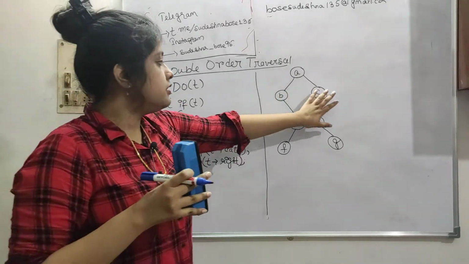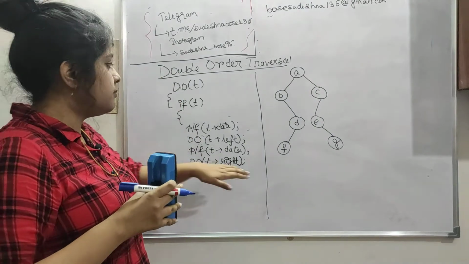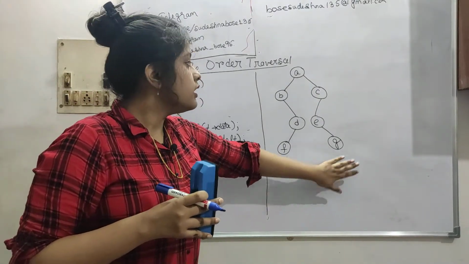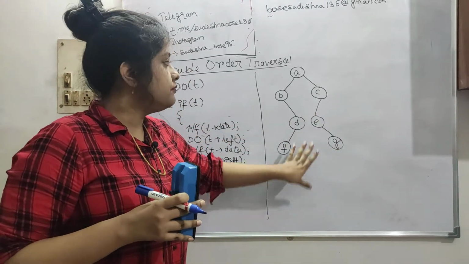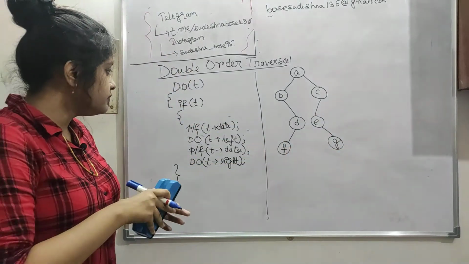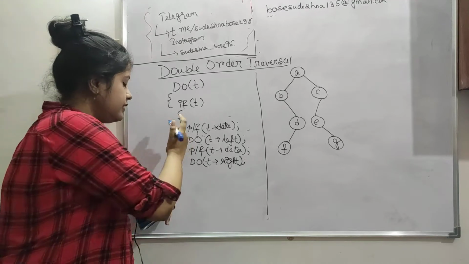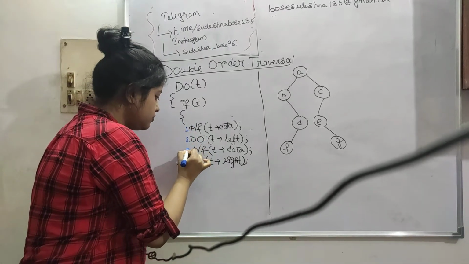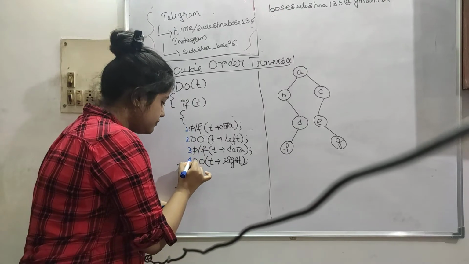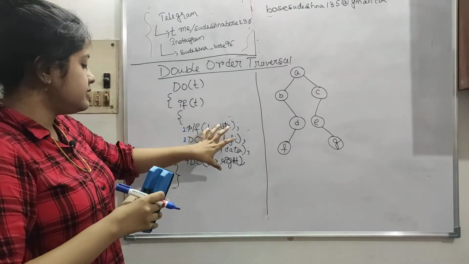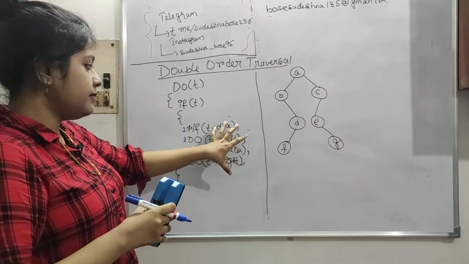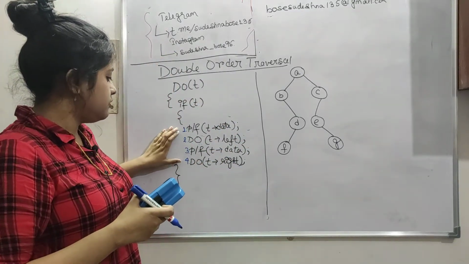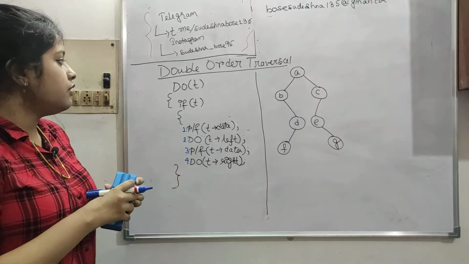So this is our tree, and we have to find the double order traversal of this particular tree, like we did pre-order, post-order and in-order. How will we do it? Let's number the lines like this: this is number 1, this is number 2, this is 3, this is 4. It is a complex program, I'm not saying it is tough, but this is an easier way to do it.